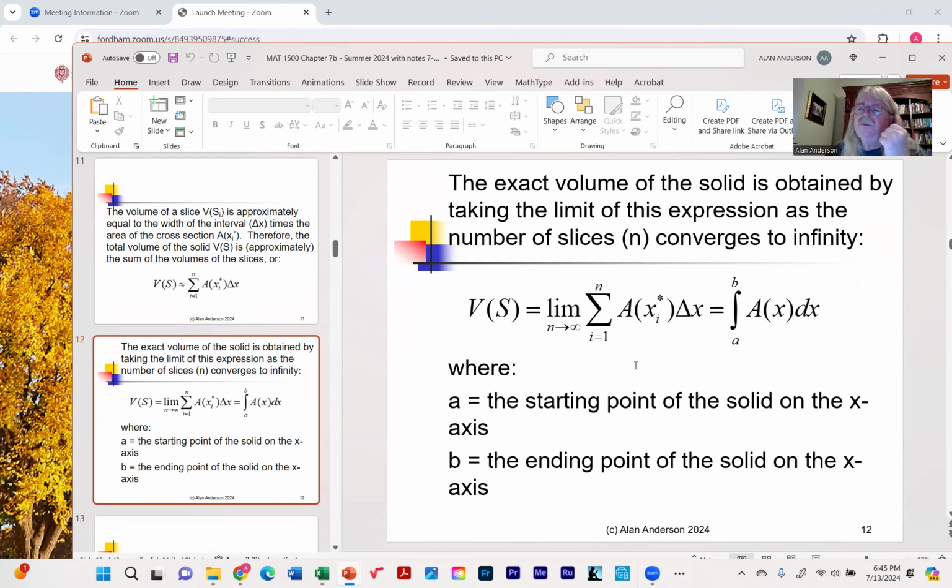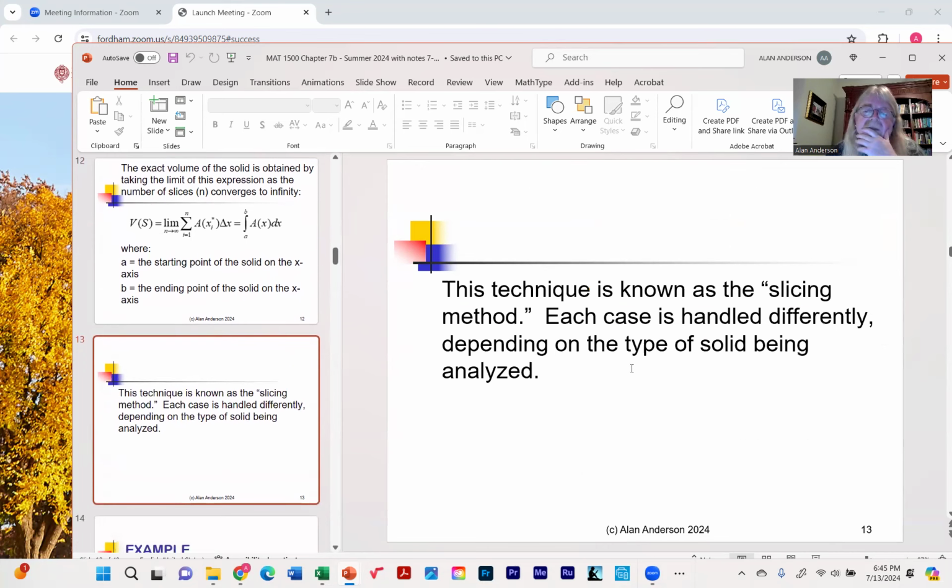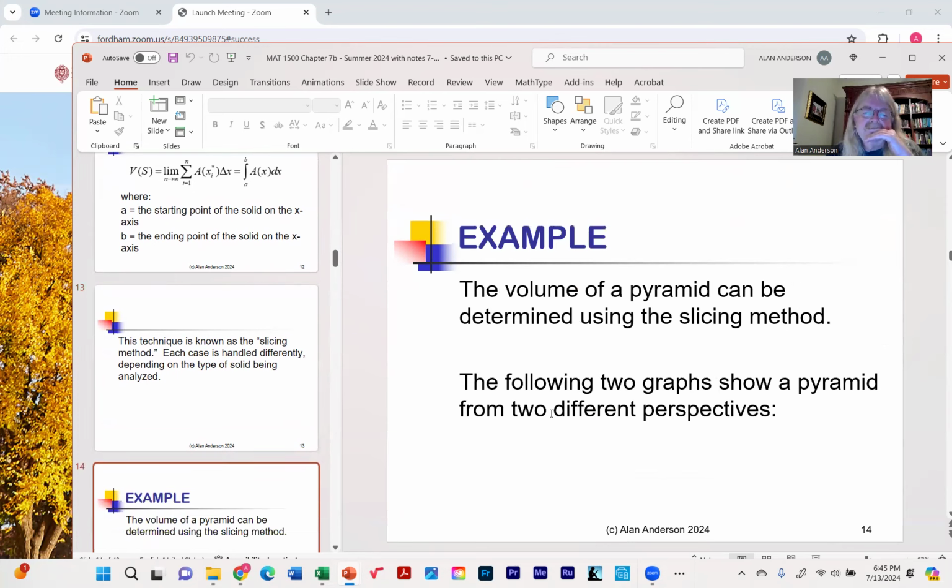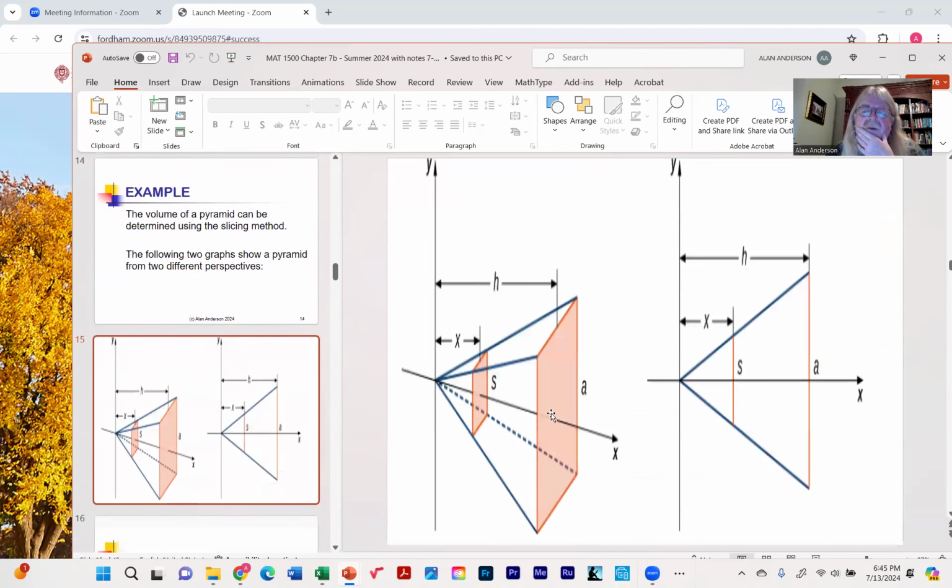So it's the same as what we were doing a little earlier. We call this the slicing method for obvious reasons. And of course, in each case, we have to have a basic shape to act as our slice. Sometimes it's a trapezoid, sometimes it's a rectangle, sometimes it's a semicircle. It depends on the case. So let's look at the pyramid. Now look at this. We're going to slice it up and come up with the volume of a pyramid.